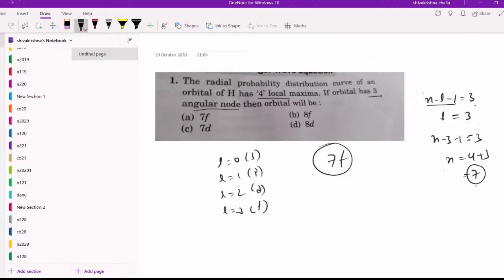Now, how do you take n minus L minus 1 equal to 3, sir? Sir, maxima having 4 maximas. The logic is here, for example: 1st maxima, 2nd maxima, 3rd maxima, 4th maxima. Then the number of nodes become 3. That is, radial nodes become 3. n minus L minus 1 equal to 3. Already the orbital has angular nodes 3, L equal to 3. That is automatically you are getting 7F. Anybody having a doubt on this? I think nobody.